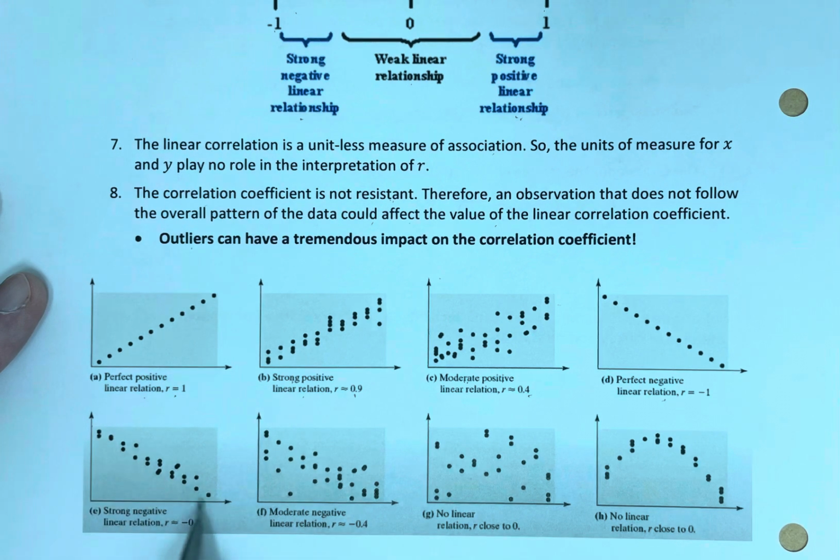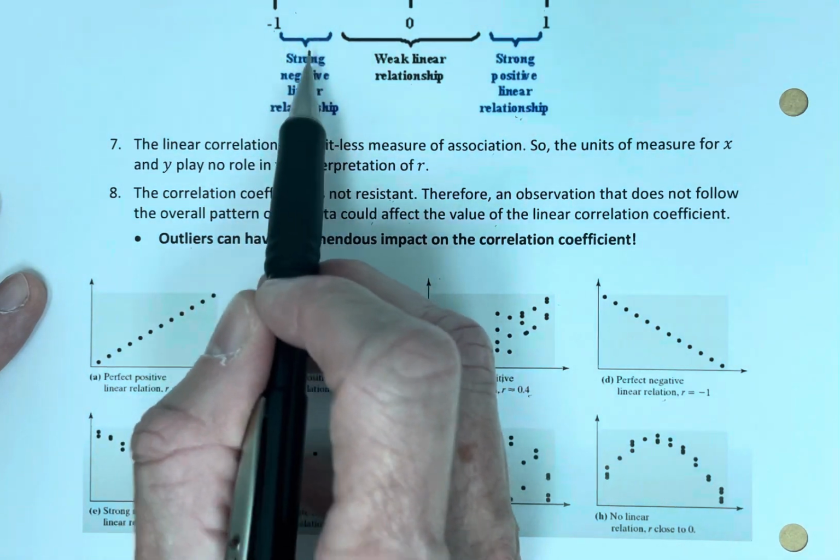Here is a strong negative relationship with an R of -0.9. Okay, the negative means it's a negative relationship. The 0.9 means it's strong. It's in the strong region.